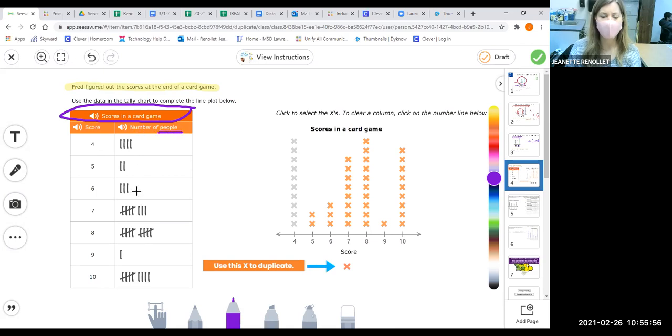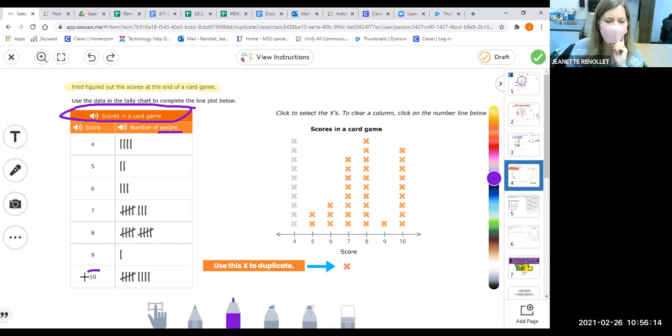Number of people is over here, keeping track. So 3 people earned a score of 6. This is how we're reading this chart. People are on this side. So let's ask some questions about our frequency chart. Let's see if we can figure this out.